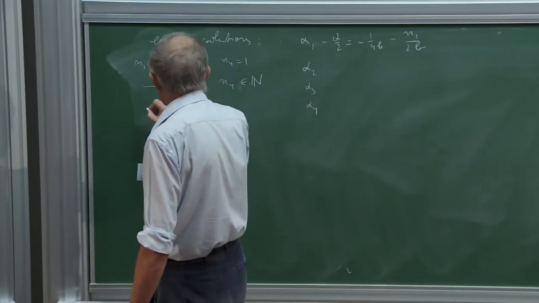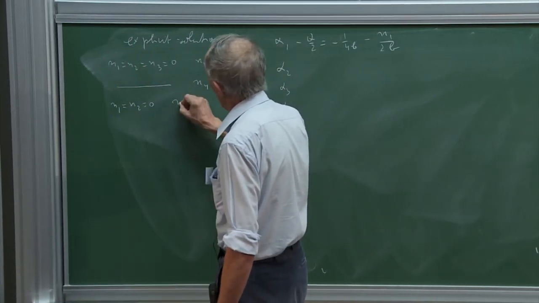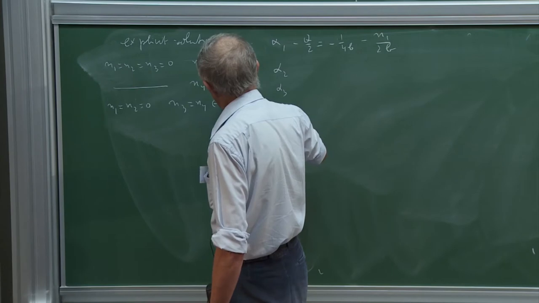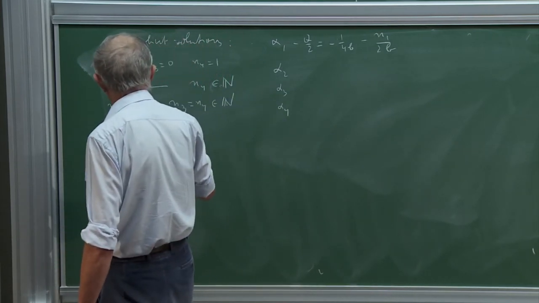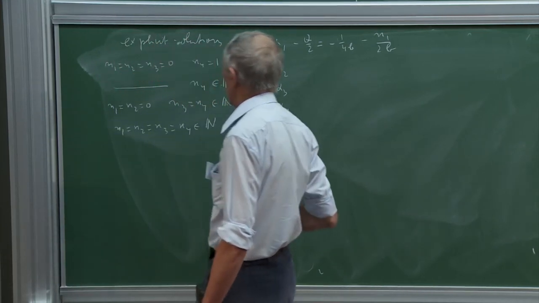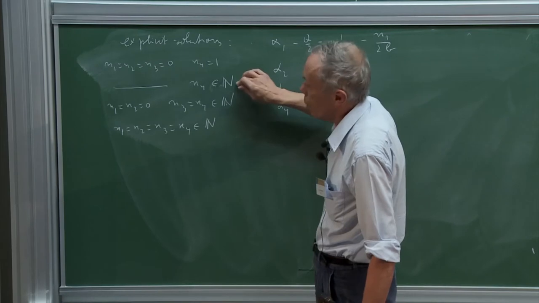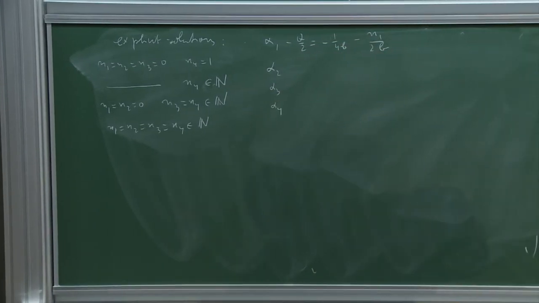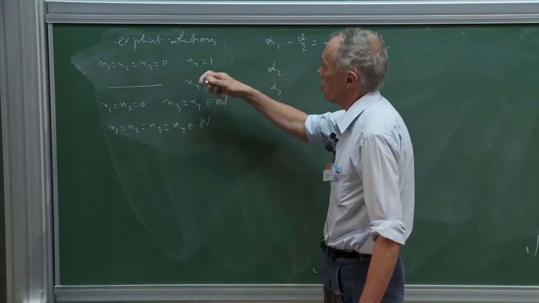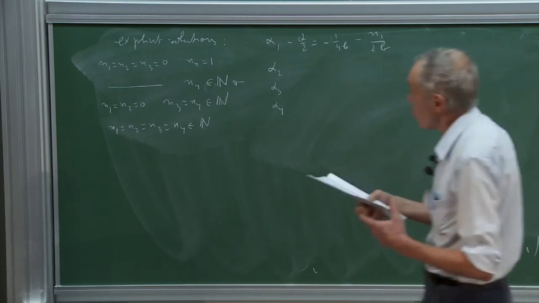And then we also have, you can also have two of them equal to 0, and then n3 equals n4 in the integers. And finally, n1 equals n2 equals n3 equals n4 in arbitrary integers. And actually, you get these other cases from the first one by using duplication formulas for elliptic functions. So these are relatively trivial extensions of this case.